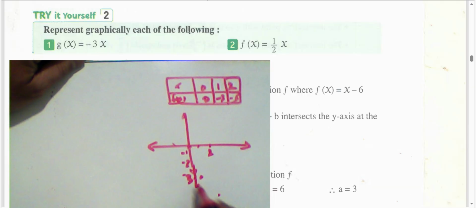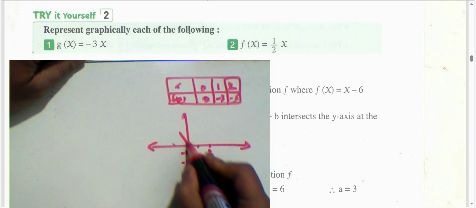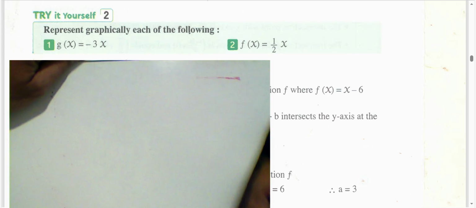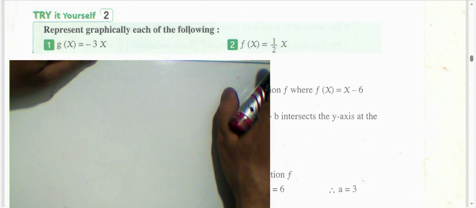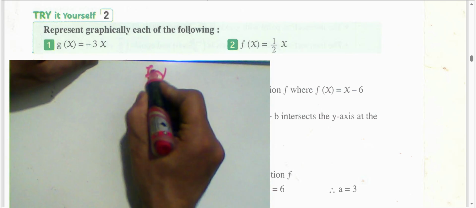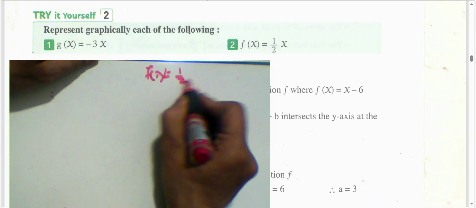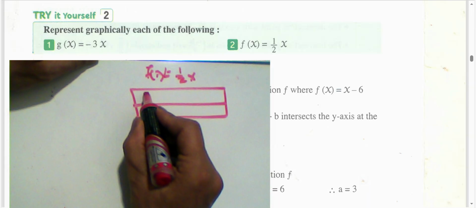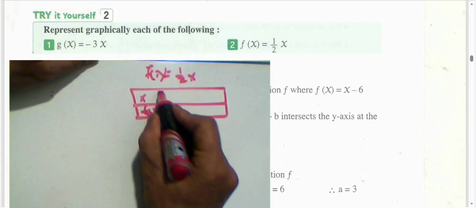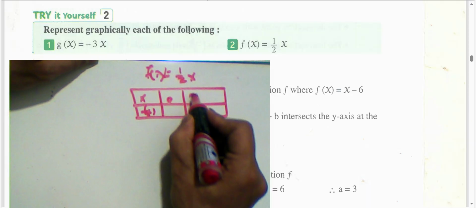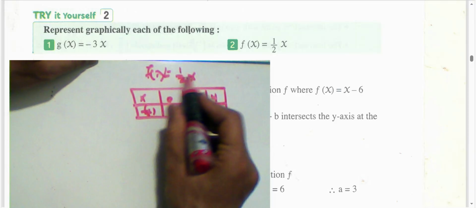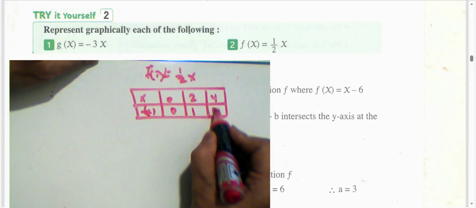And then draw a straight line passing through the 3 points like this. Decreasing function. And f of x equals half of x. We'll draw the table like this and write here x and f of x. 0, 2 and 4. 0 times half is 0, 2 times half is 1, 4 divided by 2 is 2.